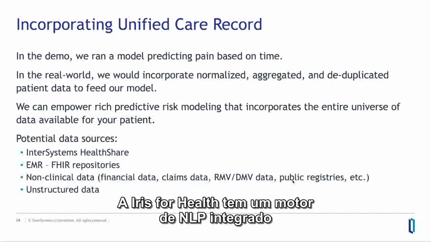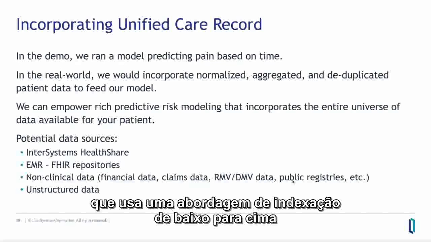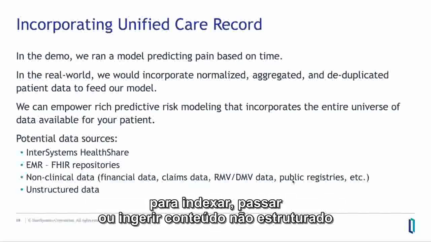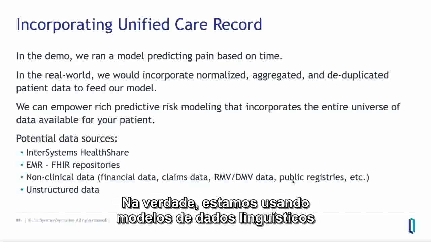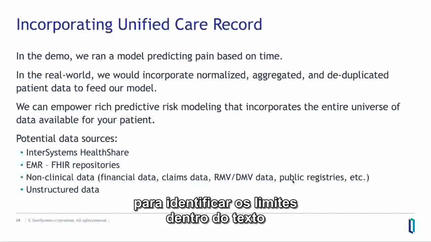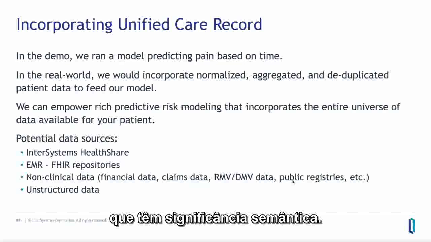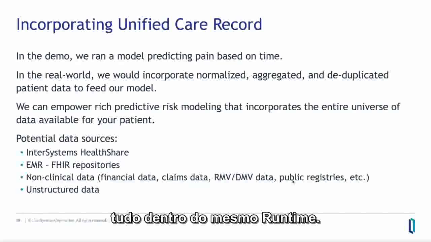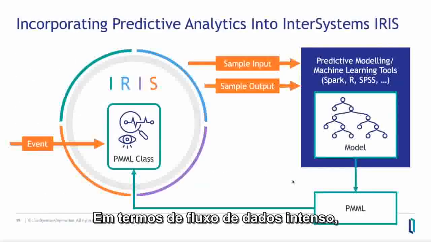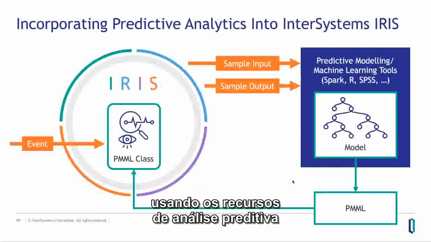Iris for Health does have an NLP engine built in, which uses a bottom-up indexing approach for indexing, parsing, or ingesting unstructured content, which is not dependent on any existing ontology. We actually use linguistical data models to identify the boundaries within the text, which are semantically meaningful. That makes it fast, that makes it efficient. More importantly, it actually sits within the same runtime. So in terms of high-level data flow, using that powers the predictive analytics by InterSystems Iris.